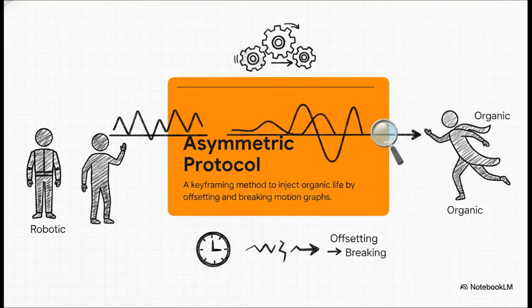To fix this, let's officially introduce Ava's Asymmetric protocol. This is a professional keyframing methodology specifically designed to inject organic life back into your mechanics. It's all about intentionally offsetting and breaking those linear motion graphs. You absolutely must adopt this in your practice files immediately if you want to stop creating lifeless, robotic animations.